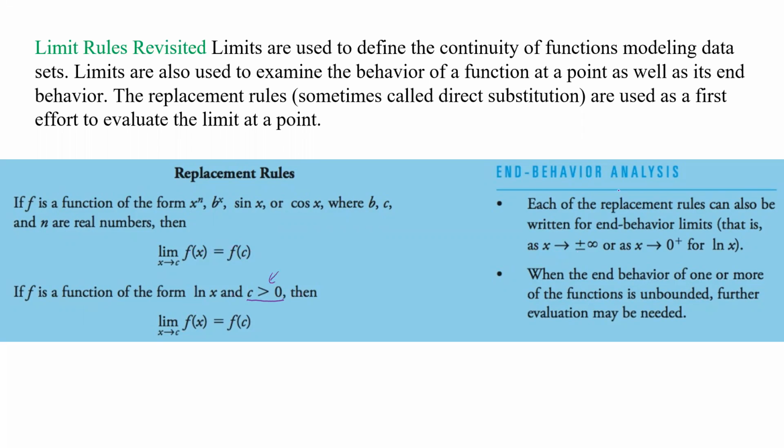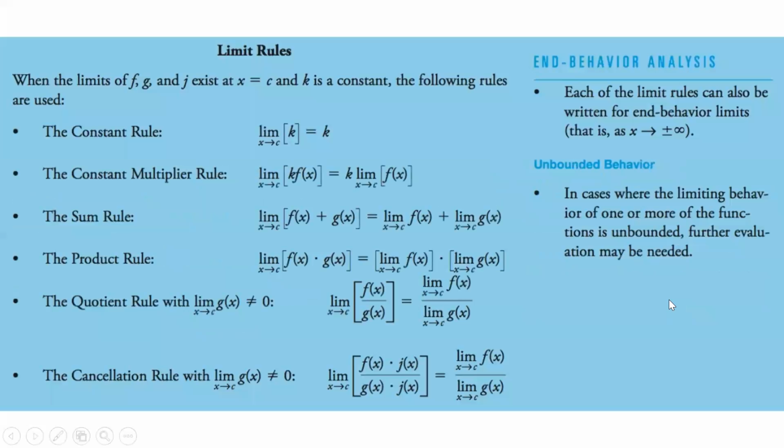Now, with the end behavior analysis, basically we look at how the end behavior is for whatever function we're looking at. So as x goes to plus or minus infinity, or as x goes to 0 from the right for ln of x, because if you think about it, ln of x is going to go something like that. It's going down toward 0 for x, it can never get to 0, but it's going to get closer and closer. And when the end behavior of one or more of the functions is unbounded, further evaluation may be necessary. If we ever run into that, you'll see what we're talking about.